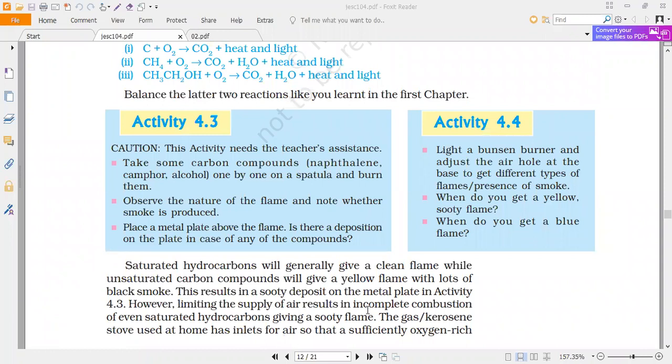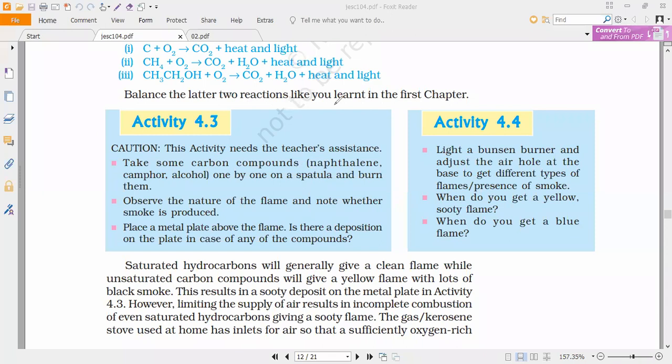Yes. So now this is the most important activity. Definitely we are going to get a question. So observe, all of you. They're saying something, you might have noticed. Please check it, everybody. What they're saying here is caution: this activity needs teacher assistance. So all of you observe.